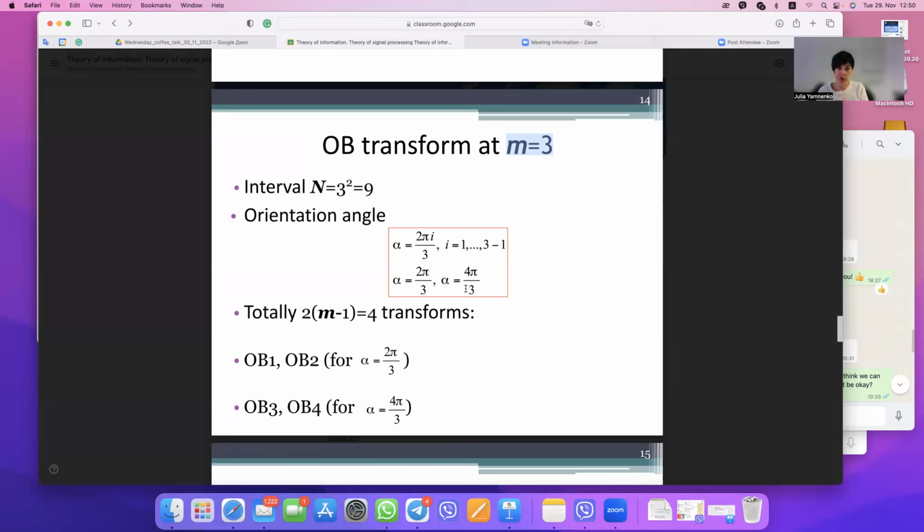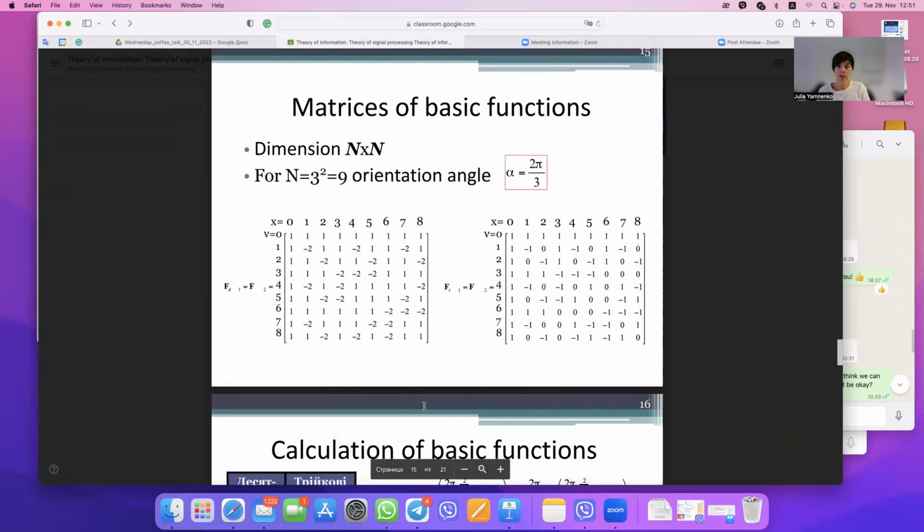There are 2 modifications, and also we can change the places of the direct and inverse basic function, obtaining OB1 and OB2 modifications. So totally we could obtain 4 transforms: 2 multiplied by m minus 1, m equal to 3, so 3 minus 1 is 2, 2 multiplied by 2 is equal to 4. So we have OB1 and OB2 for one angle, and OB3 and OB4 for the second angle.